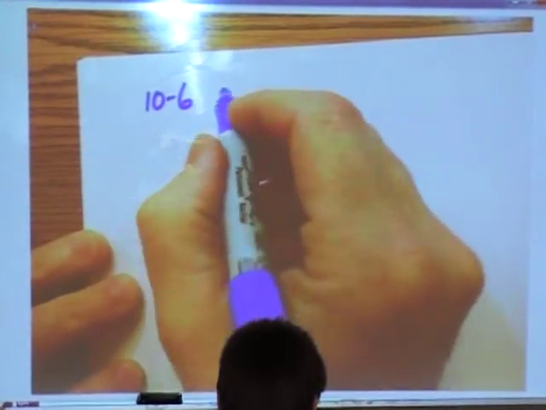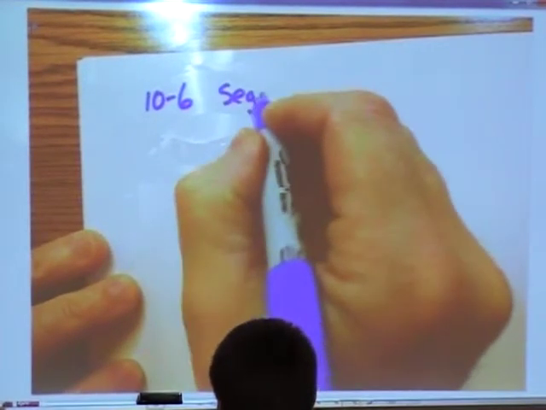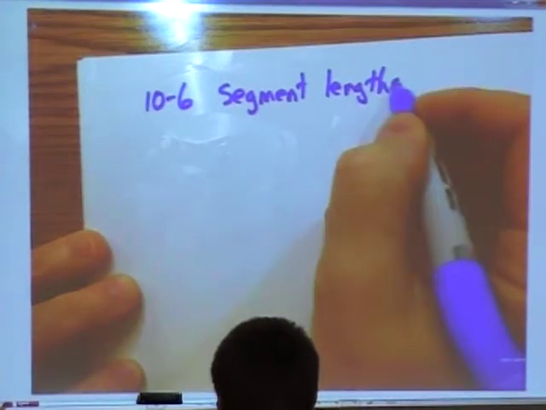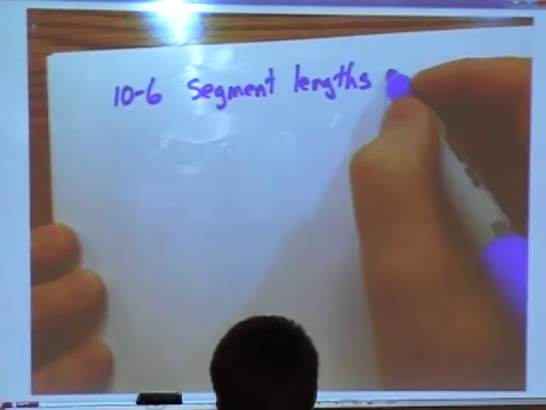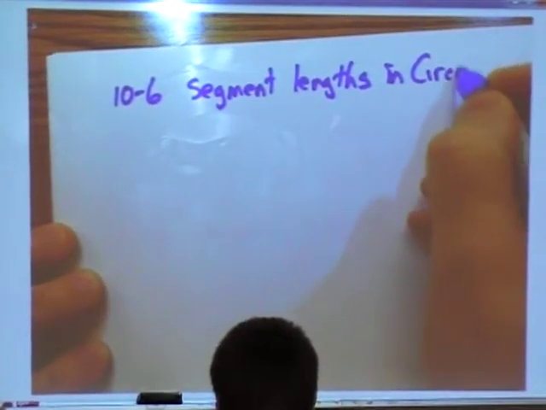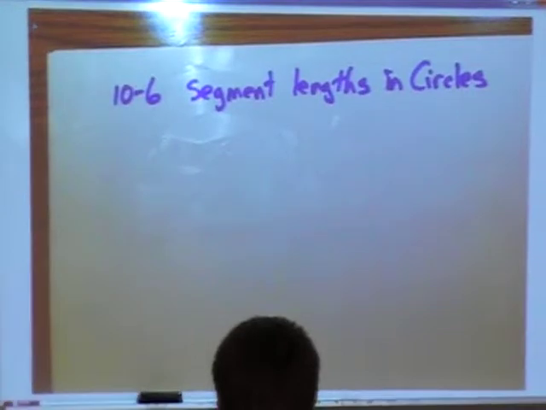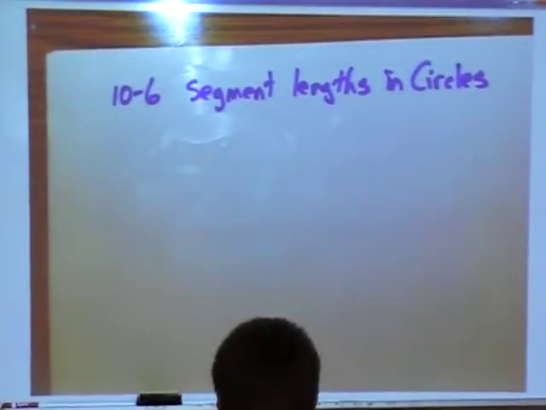6 segment lengths in circles. So we're going to have secants, tangents, and we're really going to be talking about the lengths of the segments they make inside the circle.